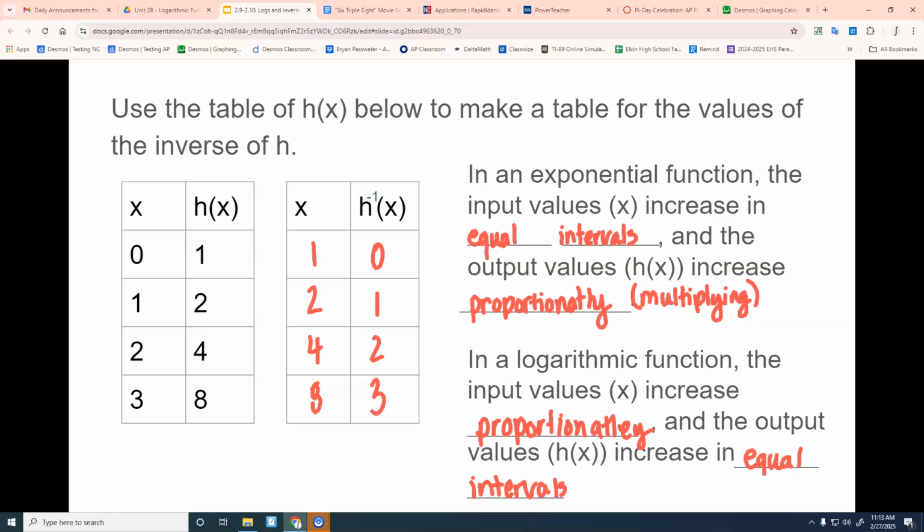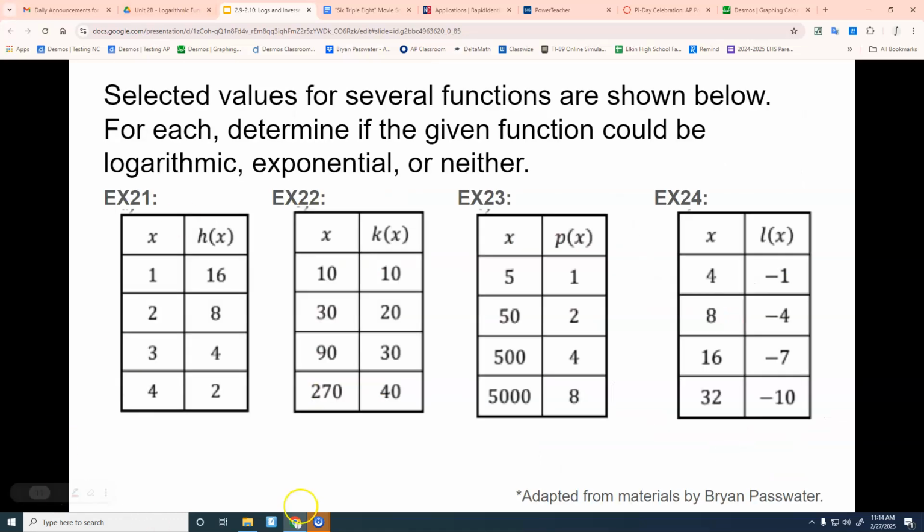Okay, logs are really the only ones where we're looking for our x's not to go up by the same amount. So if we look at this next table, we want to determine if we could have logarithmic, exponential, or neither. What we're looking for, if we have exponential, is x values increasing by a constant amount and y values being multiplied by a number.